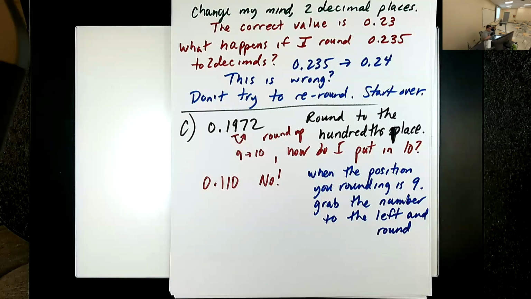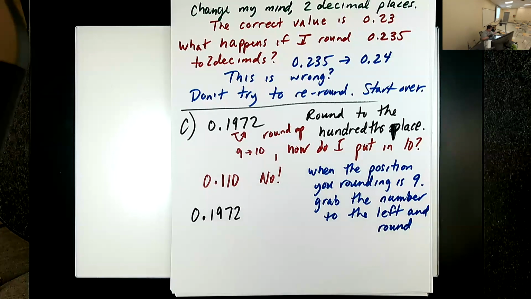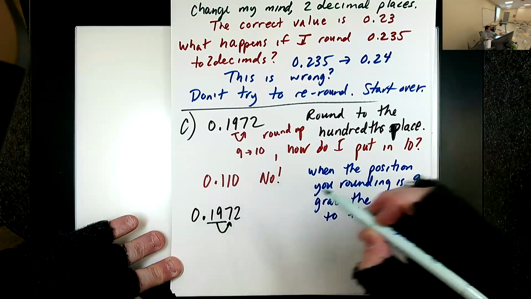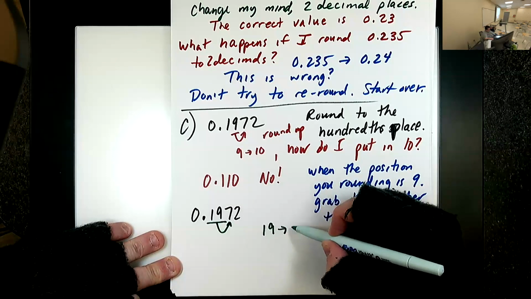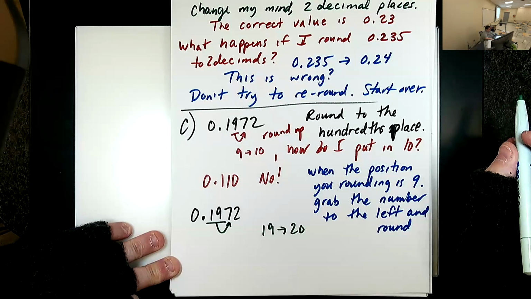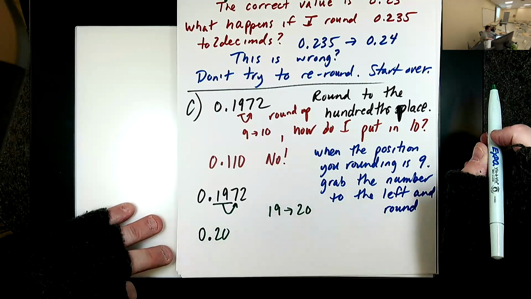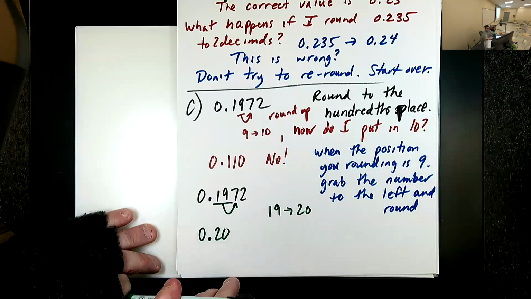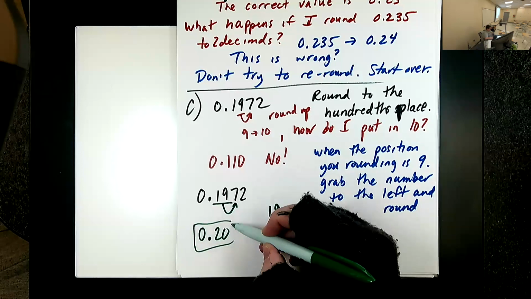So I have the 0.1972. I'm not just going to do the 9, I'm going to do the 19, and I look at the 7. 19 rounds up to 20. The next number up is 20, and I would replace the 19 with a 20, which would be the correct answer here.